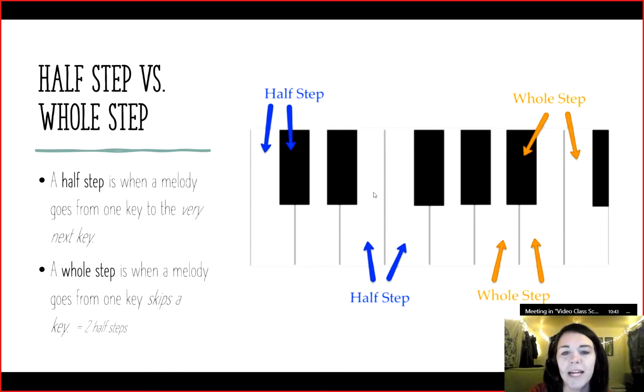There's also half steps between two white keys in the piano, if there's no black key in between them. So these have black keys in between them. These two don't. If you were to play this one and this one, it would sound the same. Ba-dun, da-dun, just starting on a different note. So this is also a half step.